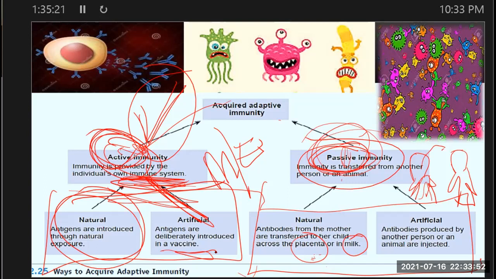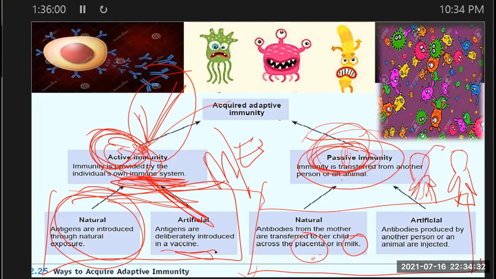The antigen has to be changed so that it will stimulate an immune response. But take note, it will not cause the symptoms of the disease so that the person vaccinated will not contract the disease. Di siya masakit, di ba? Because active artificial immunity produces long-lasting immunity without disease symptoms. It is the preferred method of acquiring adaptive immunity, the best method.